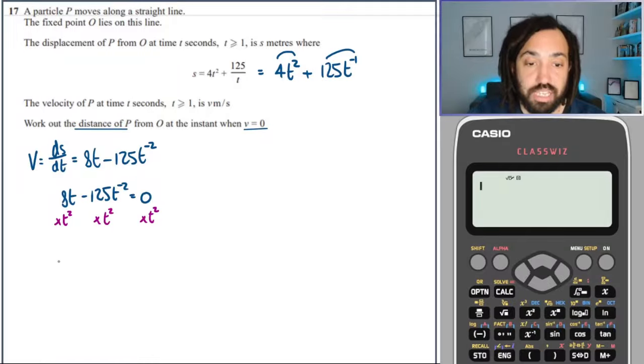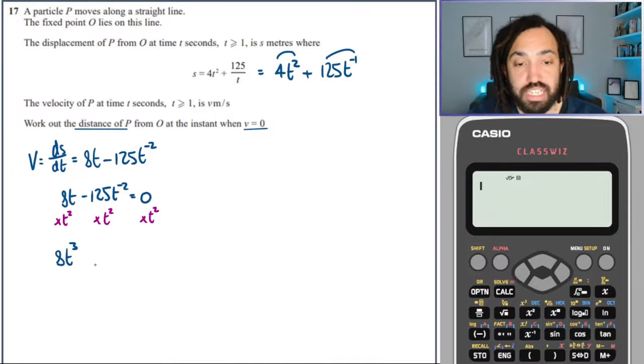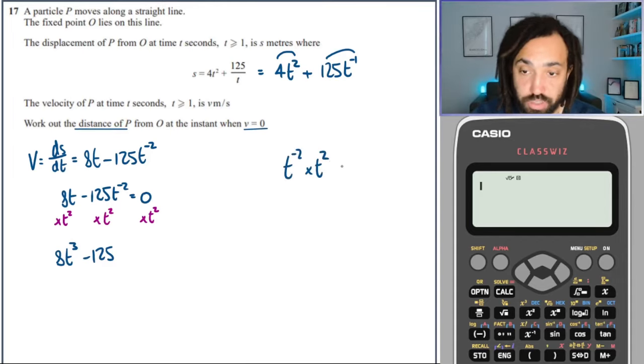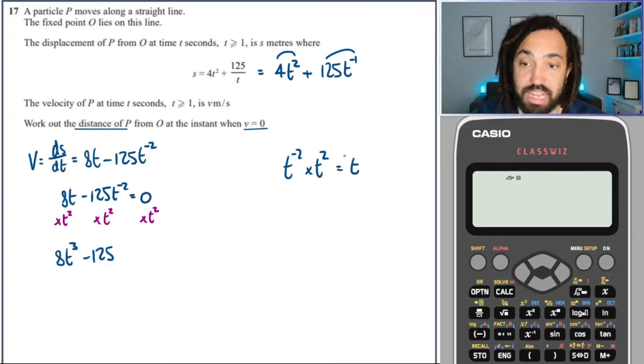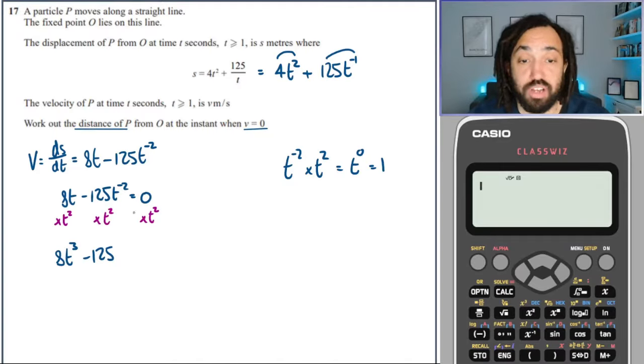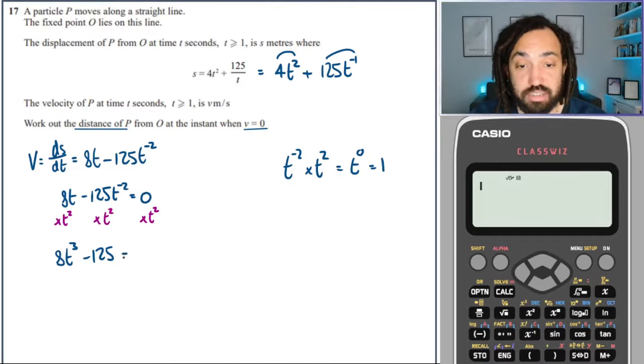So this is going to give me 8t cubed, and here I'm going to get -125. And then what do I get when I do t to the -2 times t to the 2? Well, I add the powers together, I get t to the 0, which is just 1. So I'm essentially timesing -125 by 1, that just gives me minus 125. So those t's cancel out. And anything times by 0 is 0.